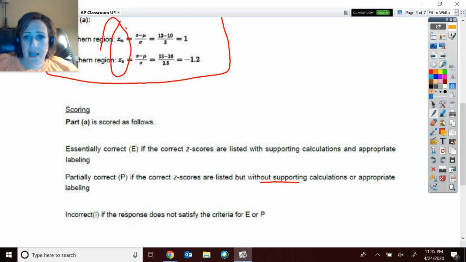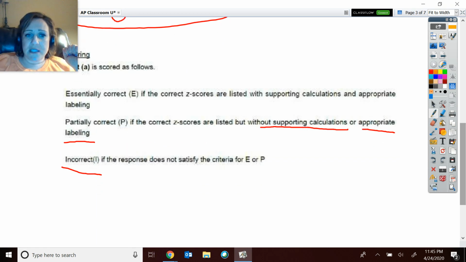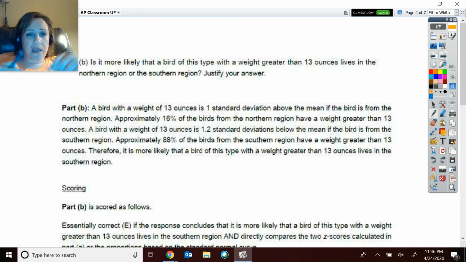You do not have supporting calculations and appropriate labeling. You have to put z equals there, or else you get an I. Okay? And I've told you that all year long, and that has to be there. Now, I was sad with the information. I had about half the people get part B right and half get part B wrong.